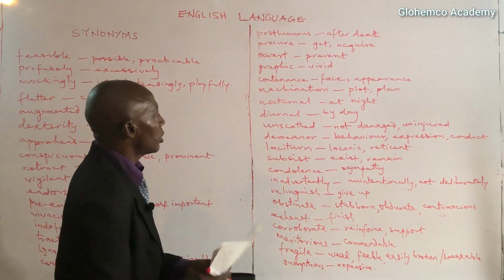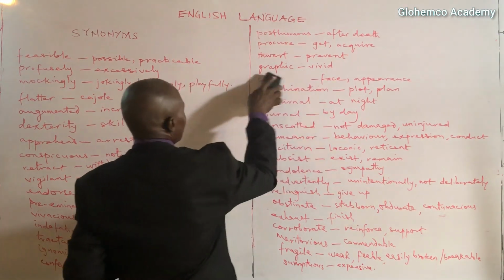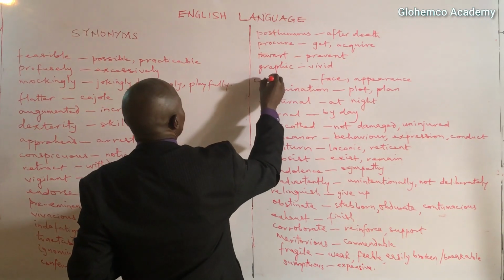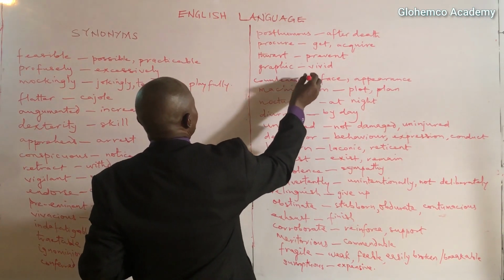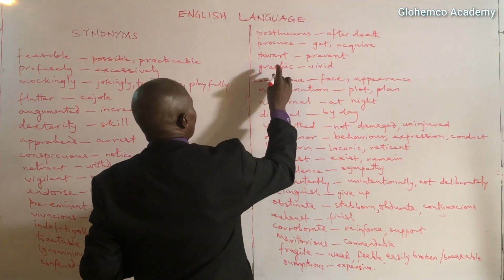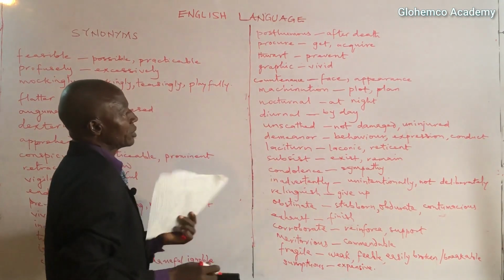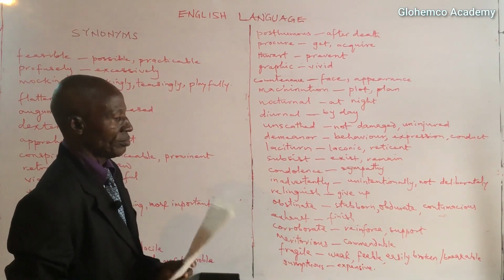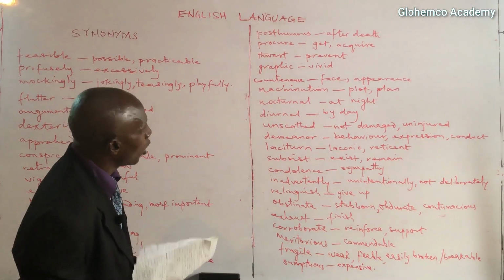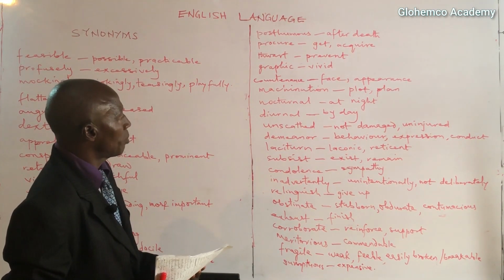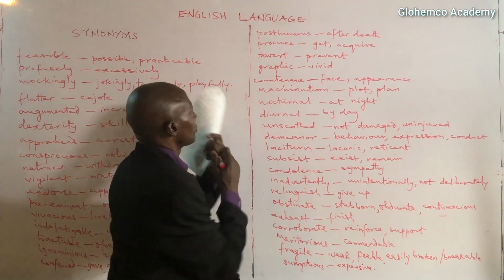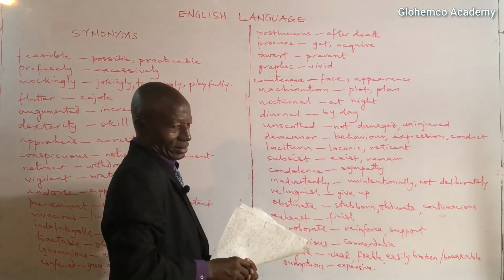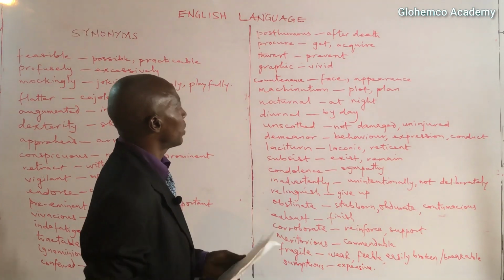Now we have countenance. Sorry, there is an error in the spelling. That's countenance. It can mean face or appearance. All right, machination. Machination can be plot or plan. So, enemies, machination, and all that.